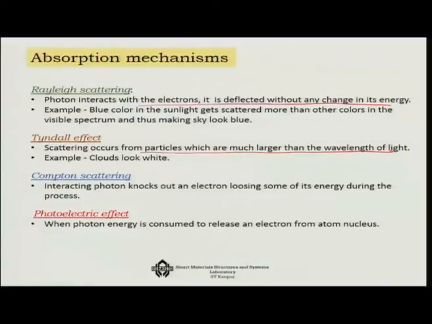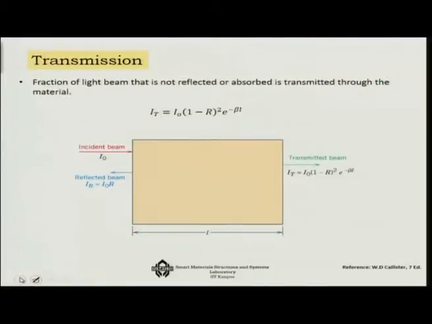Then Compton scattering, where the interacting photon knocks out an electron, losing some of its energy during the process. So, not like Rayleigh scattering. In Compton scattering, the photon during the impact loses some of its energy and then the scattering takes place. And then the photoelectric effect, when photon energy is consumed to release an electron from the atom. This is the famous effect for which Einstein got his Nobel Prize. So, there are such various mechanisms of absorption of light: Rayleigh scattering, Tyndall effect, Compton scattering and the photoelectric effect.